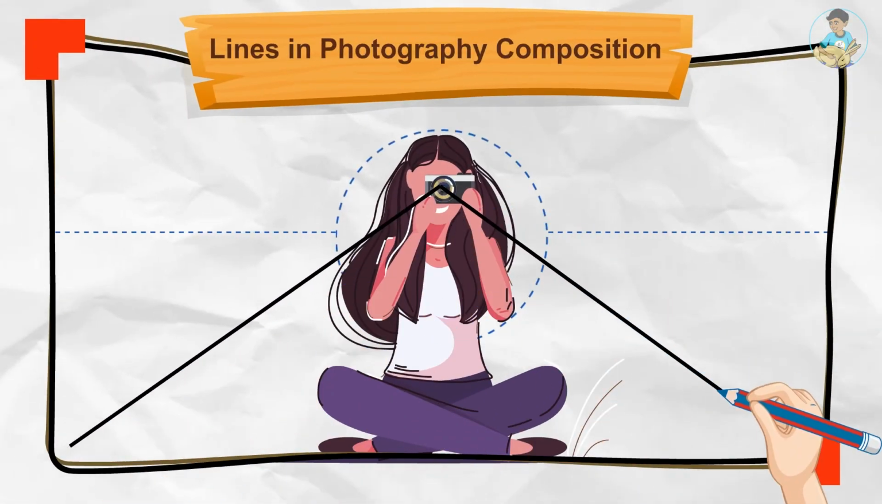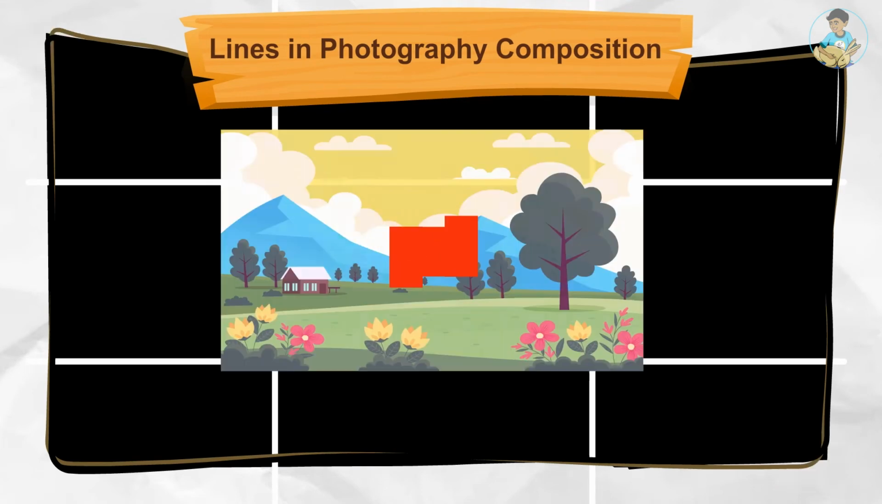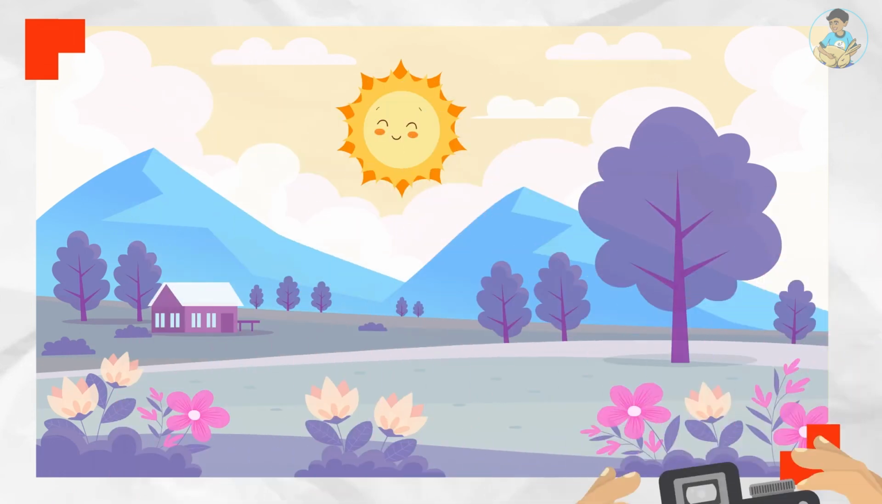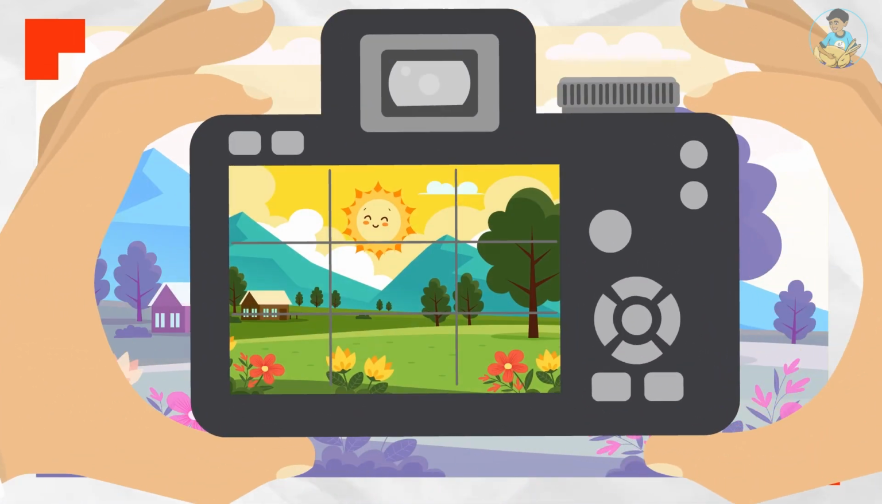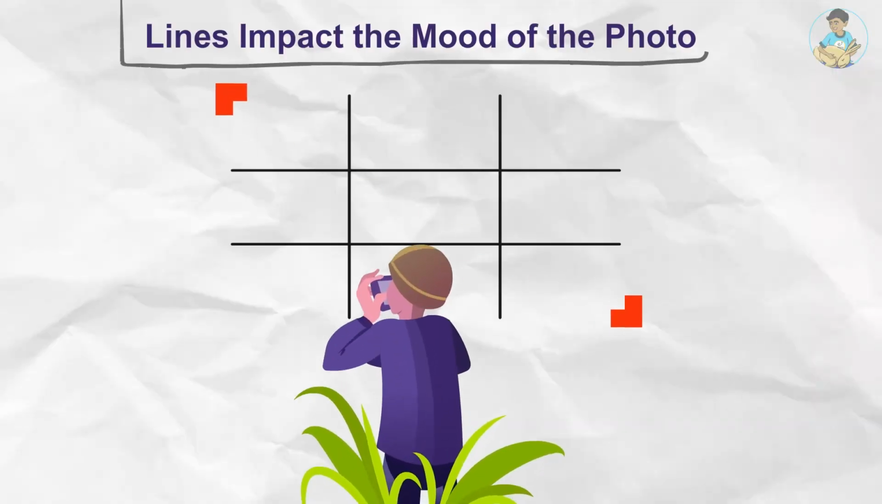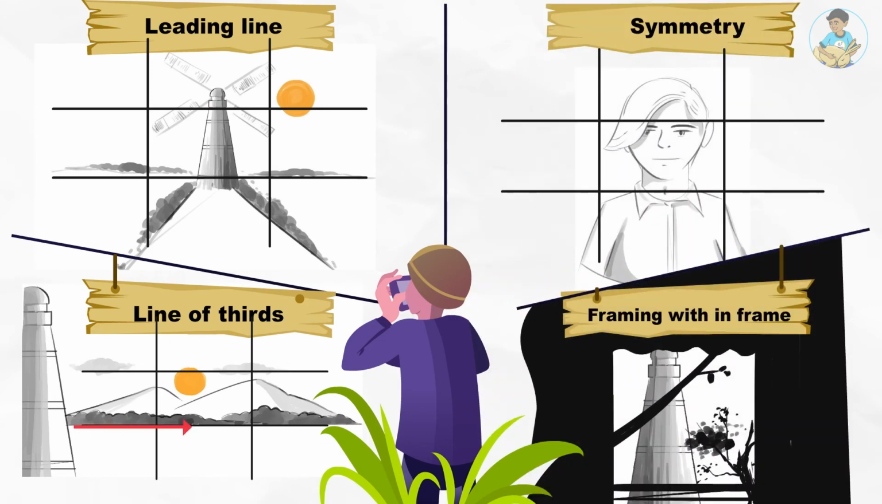Lines in photography composition. Lines in photography is not just about photographing lines, but how the photographer uses the lines to create an impact. Lines help the photographer direct the viewer's eyes into and along a photo to a focal point. Lines impact the mood of the photo, depending on the type of line and how it is used. Lines can be actual lines or they could even be implied lines. We will study different types of lines in photography composition at a later time.